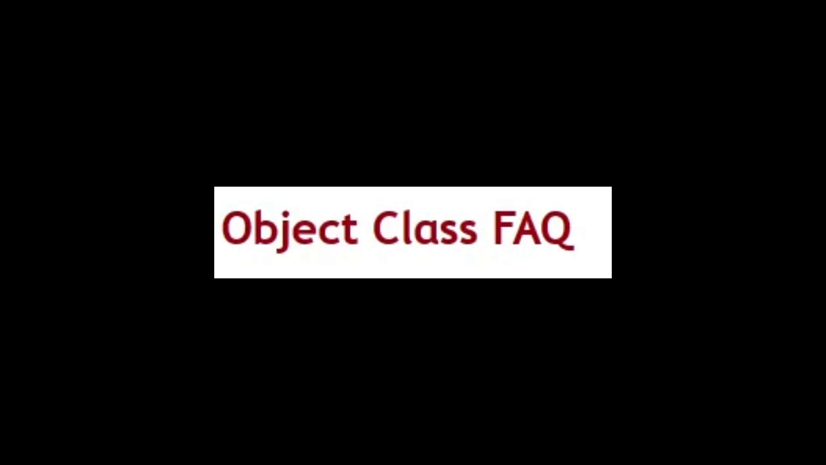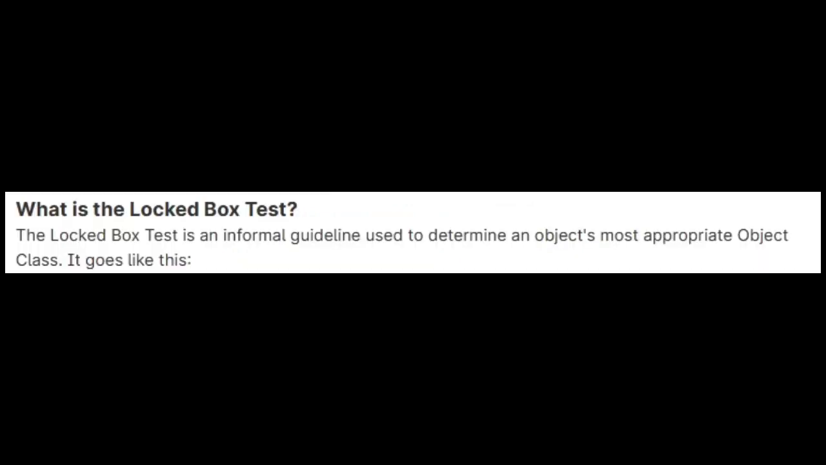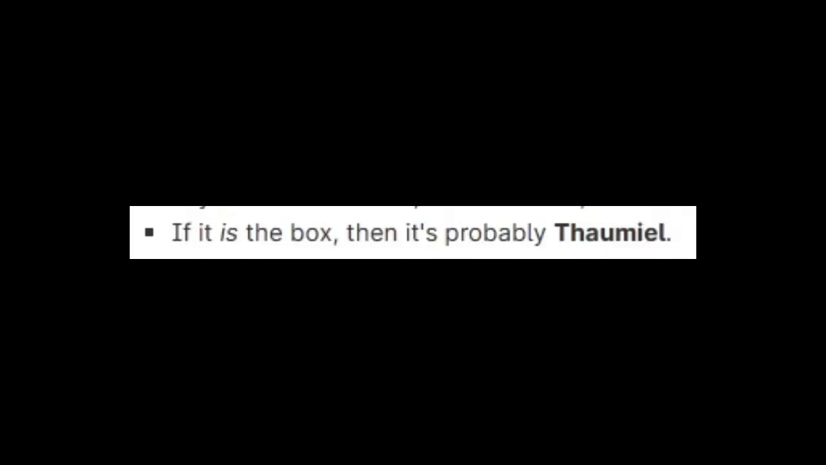Object Class FAQ. What is the locked box test? The locked box test is an informal guideline used to determine an object's most appropriate object class. It goes like this. If you lock it in a box, leave it alone, and nothing bad will happen, then it's probably Safe. If you lock it in a box, leave it alone, and you're not entirely sure what will happen, then it's probably Euclid. If you lock it in a box, leave it alone, and it easily escapes, then it's probably Keter. If it is the box, then it's probably Thaumiel.